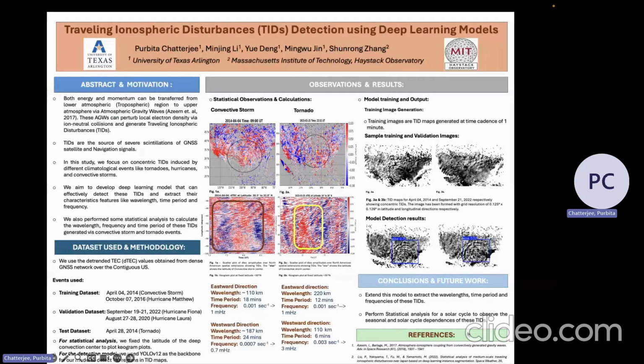This is Purbita Chatterjee from the UTA Physics Department, and today I'm going to present my work on traveling ionospheric disturbances detection using deep learning models.